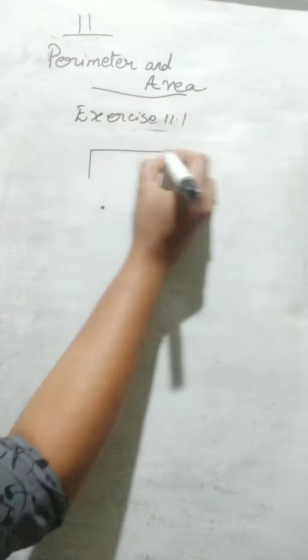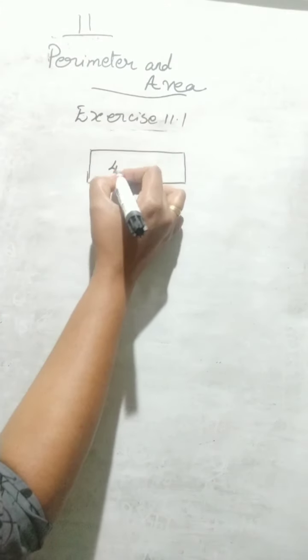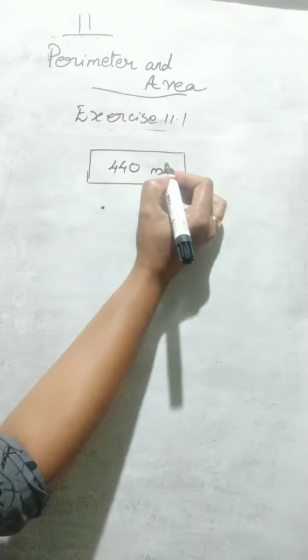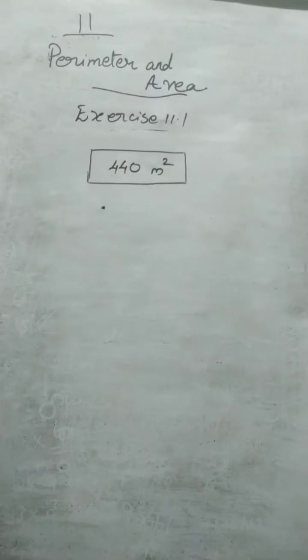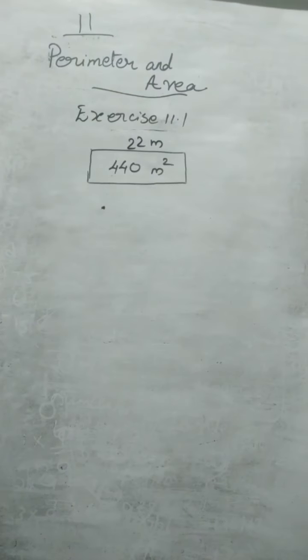Next question is to find the breadth of a rectangular plot of land, if its area is 440 meter square. Area is equal to 440, and the length is 22 meter. Length we can write as 22 meter. What we have to find is the breadth. We don't know what the breadth is.